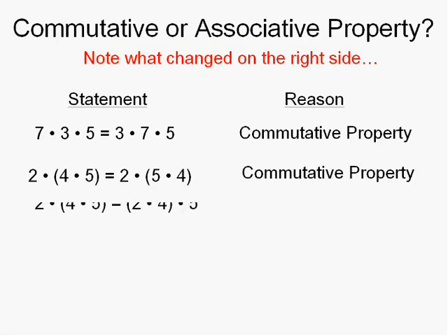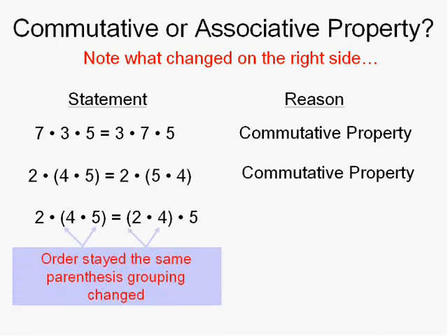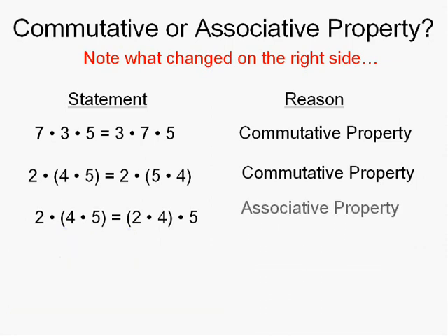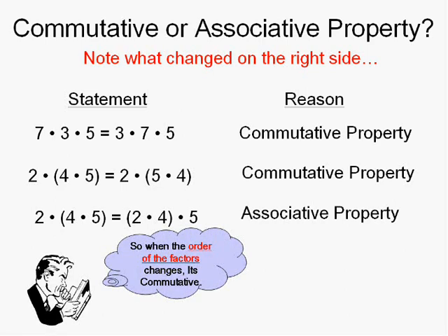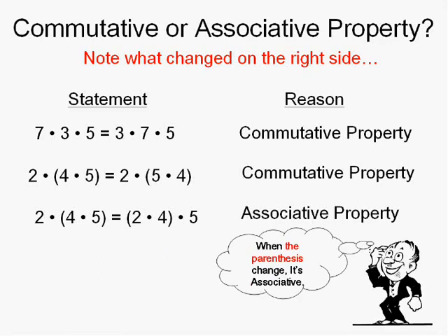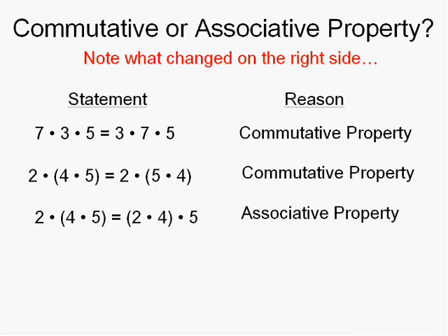This one, again, is a commutative property. This one, the parentheses changed, didn't they? But the order did not. This is 2, 4, and 5 on the left side, and 2, 4, and 5 on the right side. The only thing that changed was the parentheses. See how the order stayed the same, but the parentheses changed? That's the associative property. You can see why people get confused. So when the order of the factors changes, it's the commutative property. And when the parentheses change, it's the associative property. Got it?